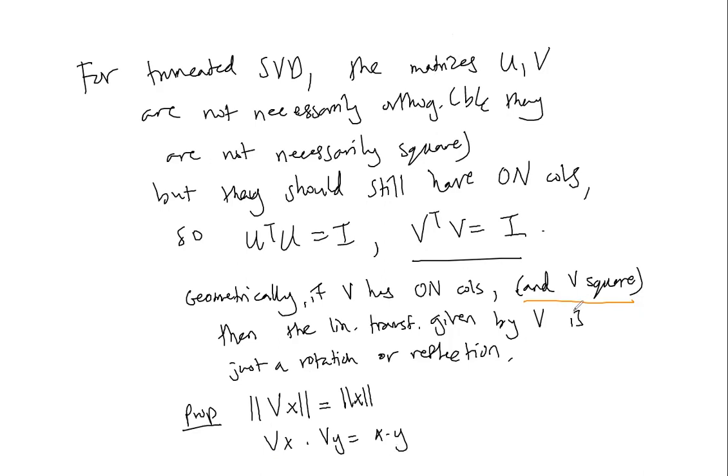And I guess if V is not square, then this would just be the same thing. These would still hold, right? And so you still have these two properties. Yeah, so that's what it means geometrically, I guess. Well, I'll just leave it there.